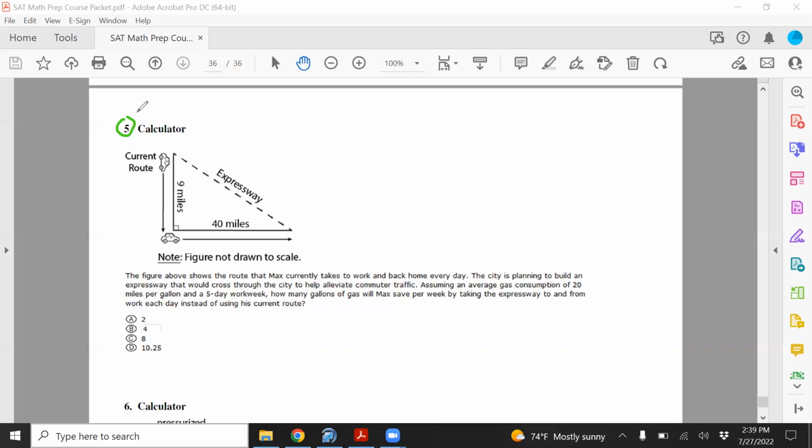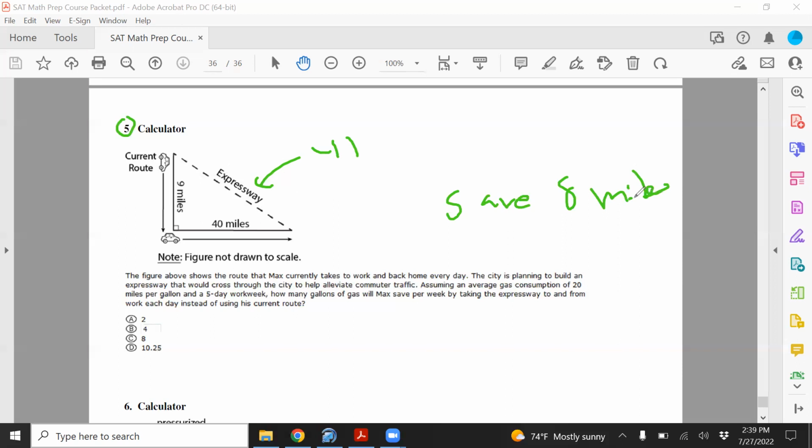Okay, let's talk about it. So you want to figure out how many gallons of gas Max will save per week by taking the expressway to and from work instead of using his current route. His current route is obviously longer, right? So the current route is 49 miles. If you do the Pythagorean theorem correctly, you should get 41. So you save 8 miles.